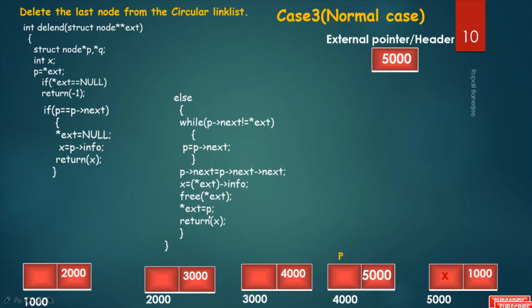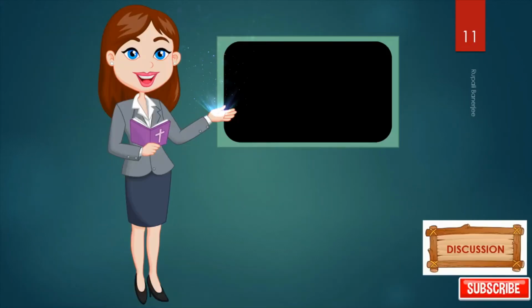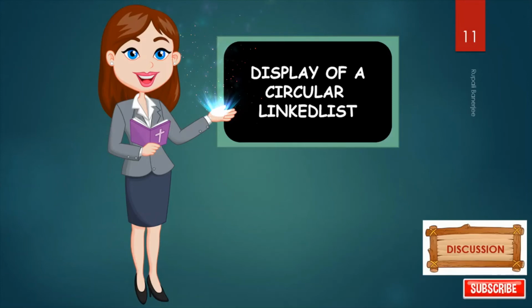Star xt equals p. Now here external pointer points to this node now. This is our new last node. Okay, so star xt equals p. This p should be here and I have to return this x. So see, first delete this node, return this x, and star xt equals to what? P, this 4000, and here I have to give 1000, that is P arrow next equals P arrow next, that is 1000. Our next operation is display of a circular linked list.